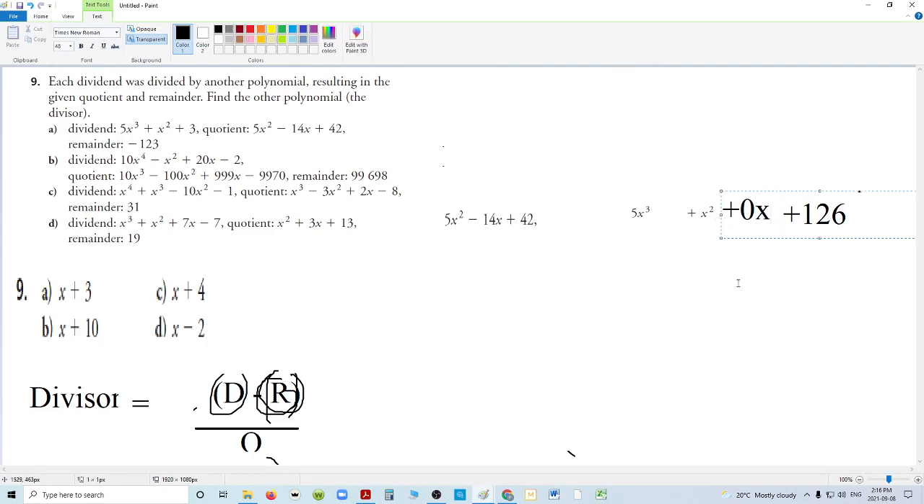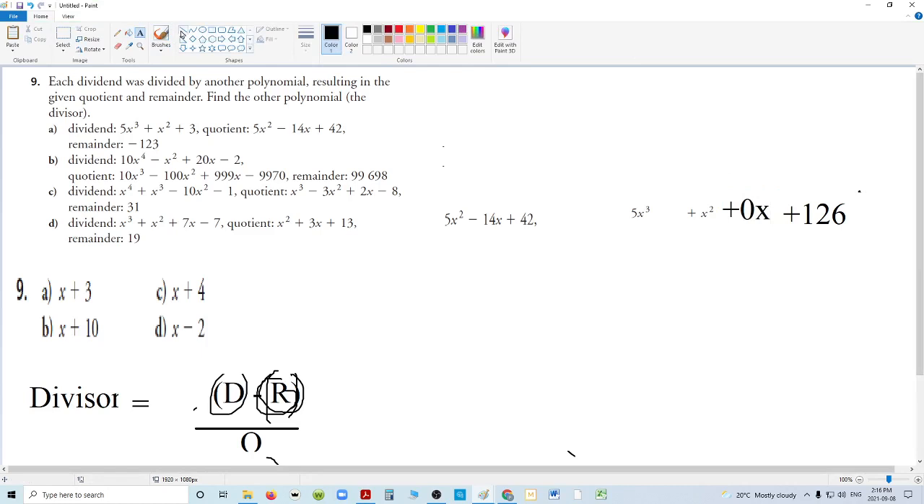Okay. Now we're going to do long division, and we're going to come up with our divisor. It's going to produce the missing information. So long division is the same way. How do I turn 5x squared into 5x cubed? That's my only concern. I multiply by x. So I'm going to do it.